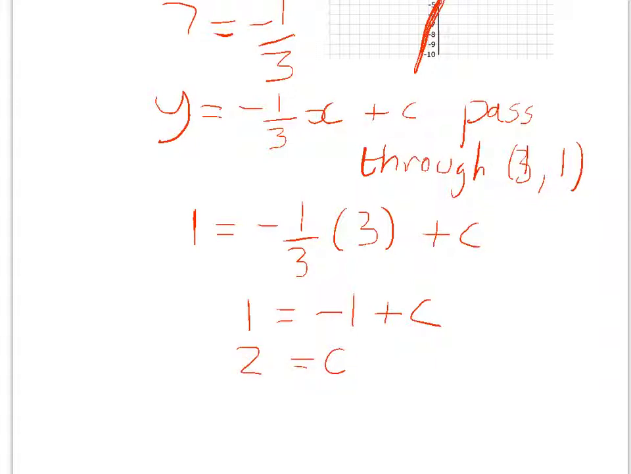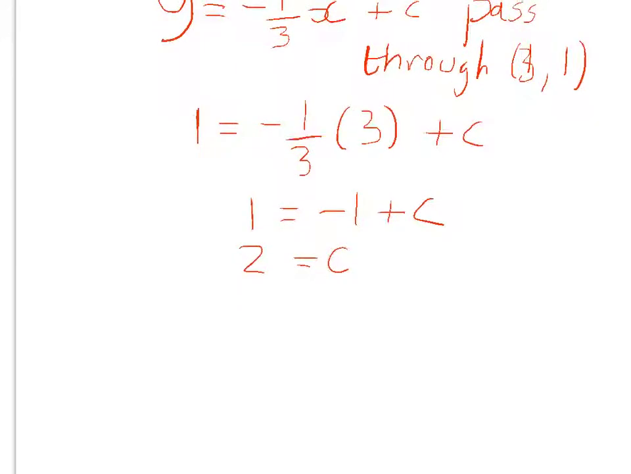So our equation for the perpendicular line is y equals minus a third x plus 2. The really key thing to remember from this video is that the gradients of two perpendicular lines always multiply together to make minus 1.